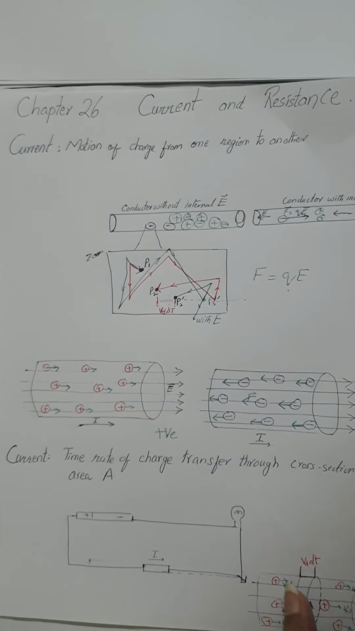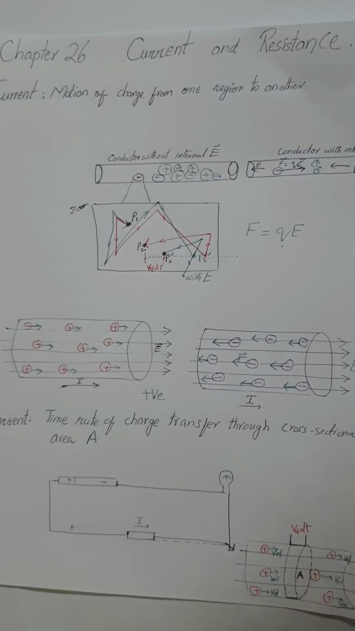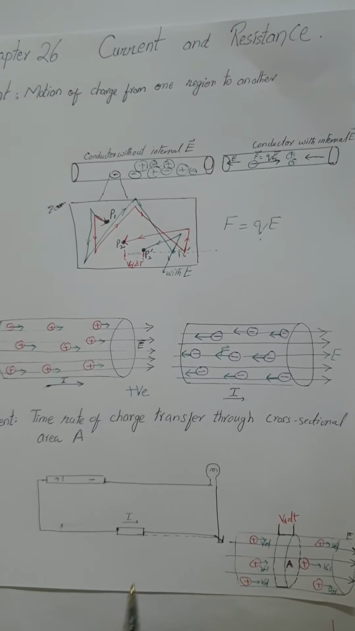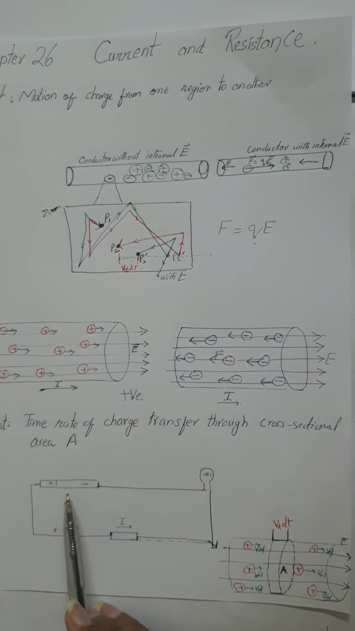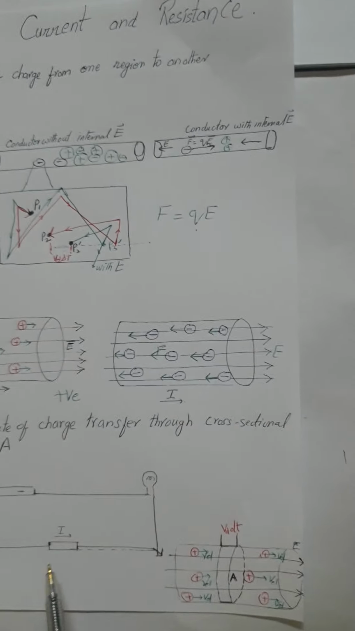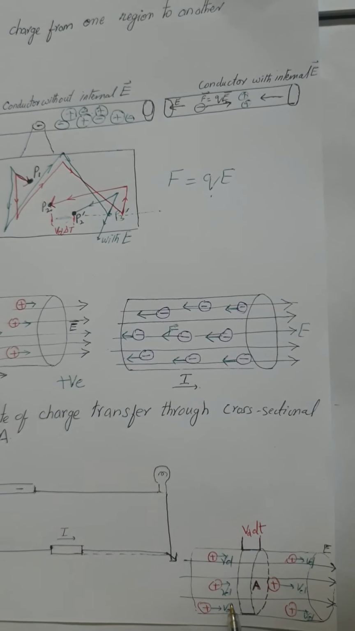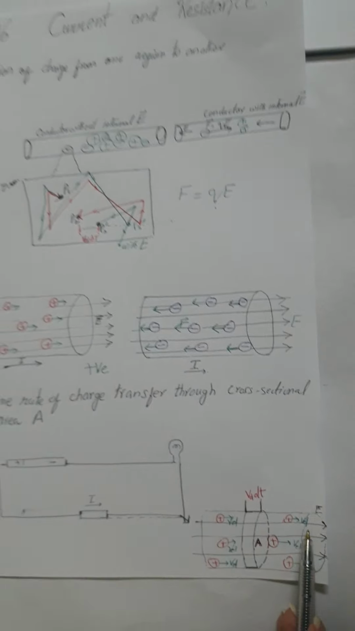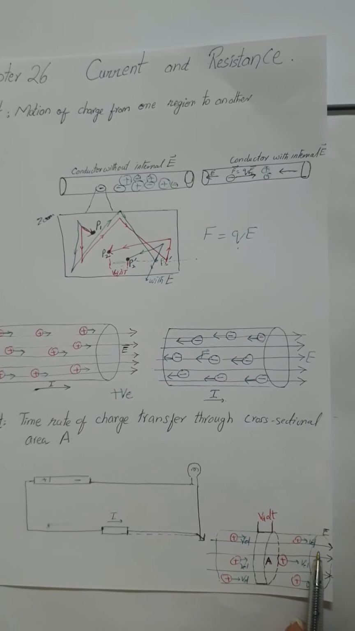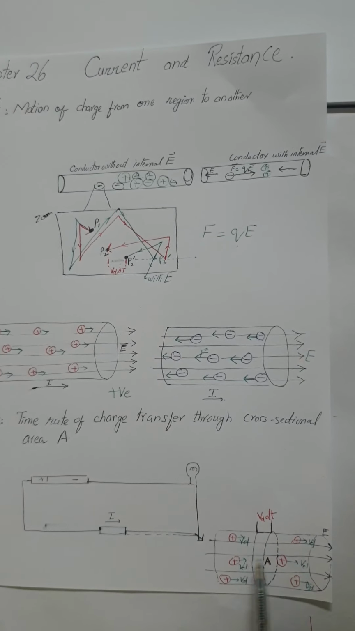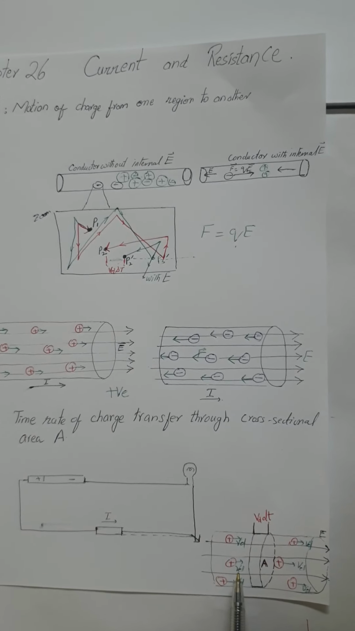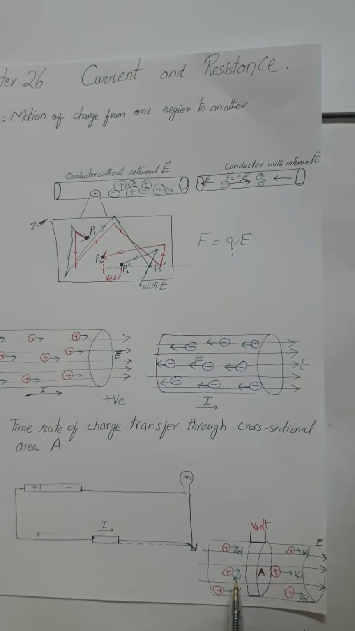Now let's move to this figure here. This figure shows a battery and conductor in which the charge is flowing, and this is the segment of a conductor here. The moving charges are here positive, and they are moving in the direction of the electric field. So it means they are moving the same direction as the current.